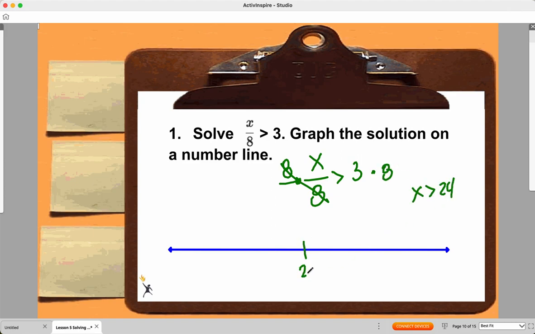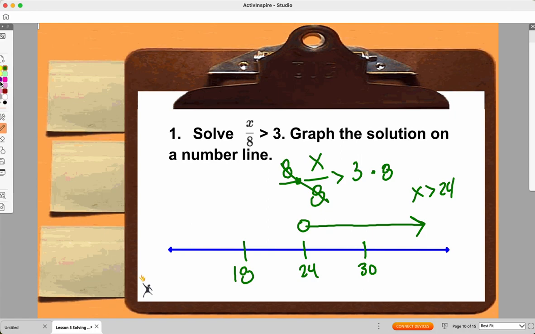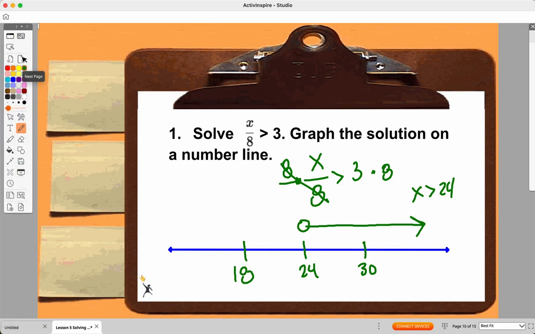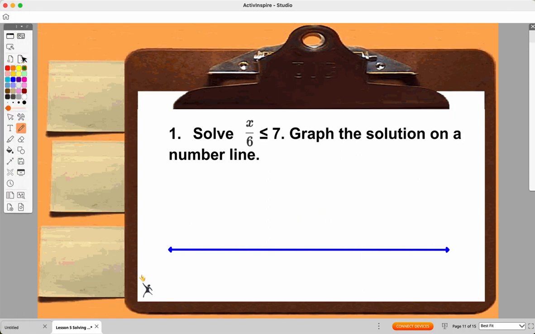So, okay, we have 24 here in the middle. Let's go 30, and we'll go by multiples. So we'll go 18. So we're going to say, all right, it's greater than 24. All these answers would be considered correct, all the way until you decide to stop counting. All right, go ahead and give yours a try.